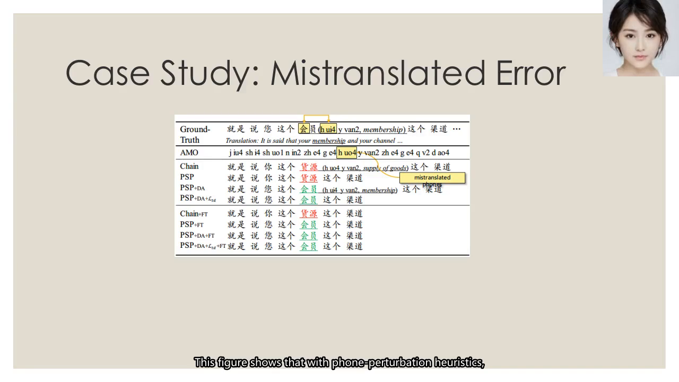This figure shows that with phone perturbation heuristics, our model is able to correct a phrase meaning supply of goods to one meaning membership according to the context, even without real data fine-tuning, while the Kaldi chain model fails to recover it even after fine-tuning.